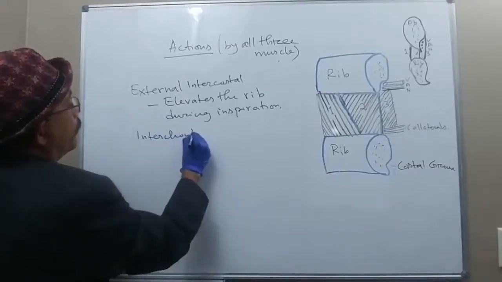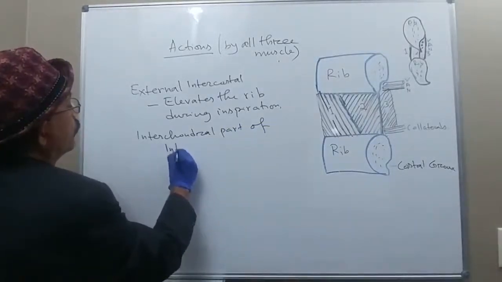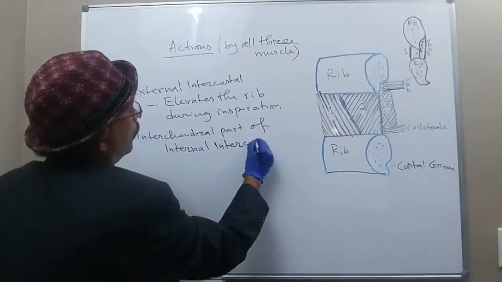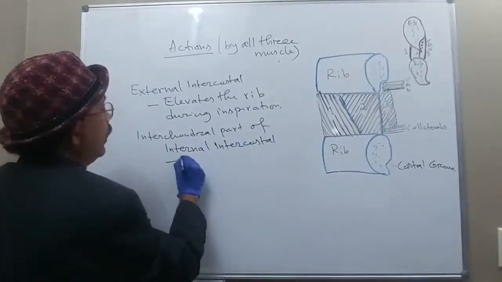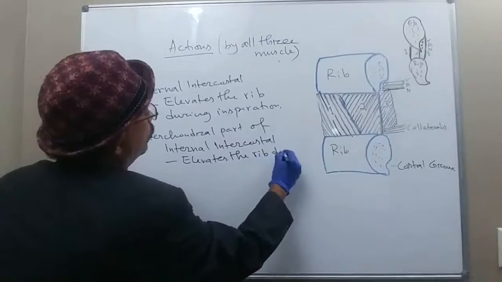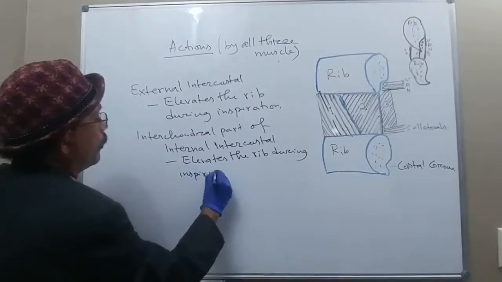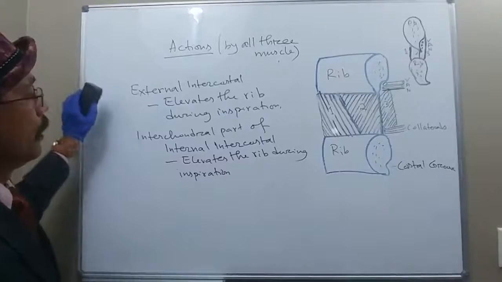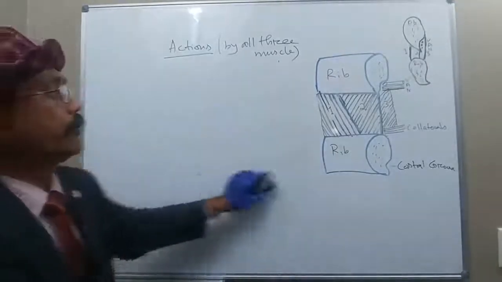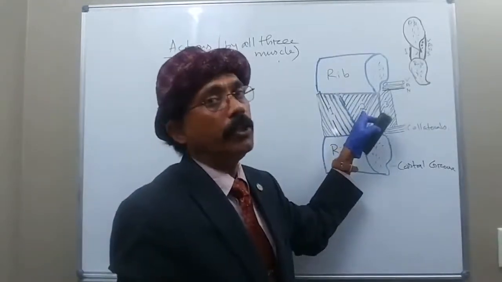The interchondral part of internal intercostal also elevates the rib during inspiration. Now, what muscle causes depression of the ribs? So the external intercostal and the interchondral part of internal intercostal elevate the rib during inspiration.